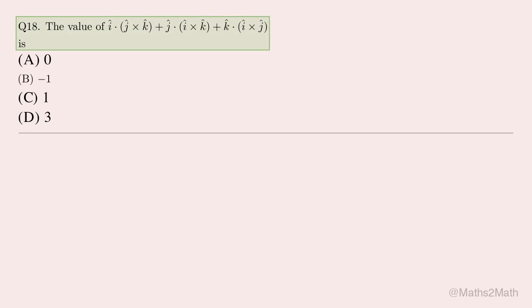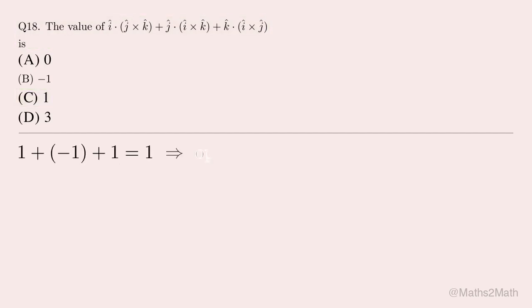Question 18, multiple choice. 3 scalar triple products of the axes. One of them carries a minus sign. j cross k is i, i cross k is minus j, i cross j is k. The sum is 1 minus 1 plus 1, which is 1. Option C.